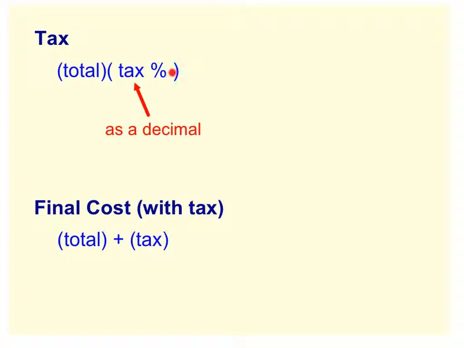This is another multiplication just like the discount. So you take the total price of the item and you multiply it by whatever the tax percent is. And each problem will tell you what tax percent to use. Now, again, that percent you want to write as a decimal. So that gives you the tax, but then what will the final cost be with the tax? You take the total price and you're going to add in that tax amount that you just found.